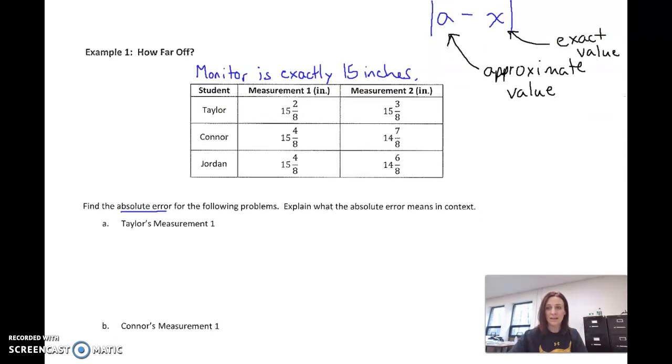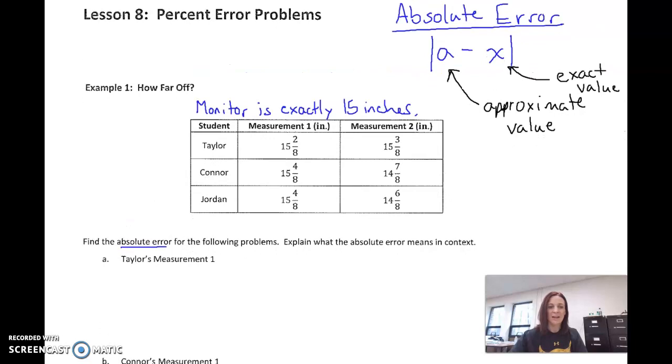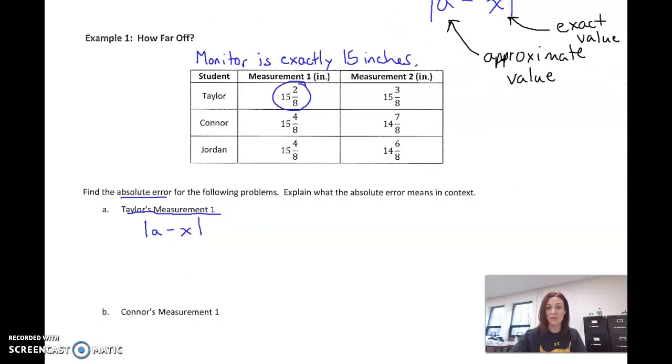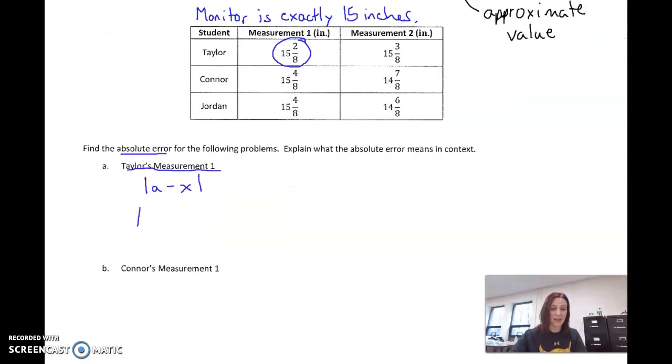Taylor's measurement 1. We want to find her, or his, I guess, absolute error. Taylor's measurement 1 is 15 2/8. So what we want to do is take the approximate value, what Taylor did. I'm going to write this right here so I can scroll up. And we're going to subtract the exact value, which the company tells us is 15 inches. So I'm going to say the absolute value of 15 2/8 minus our exact value of 15. And I put those absolute value signs around it. Remember, that means it's always positive.